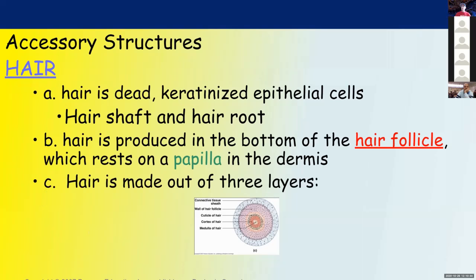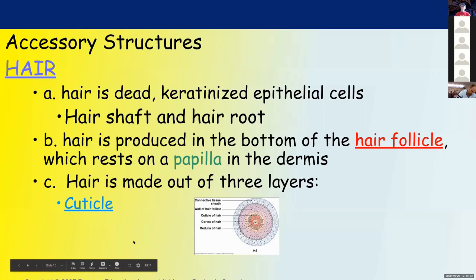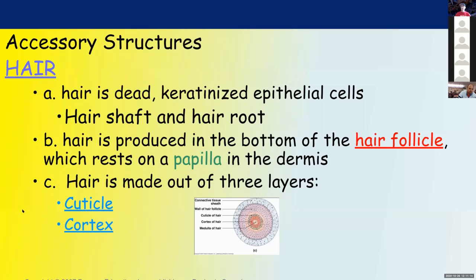Now the hair itself is made of 3 layers. There's the cuticle, which is the actual outer layer of the hair. That's the part that you see when you're actually looking at hair. You see the cuticle. So think of it as the outer layer of the hair. There's the cortex, which is the middle layer. Not quite the center of the hair, but the middle layer.